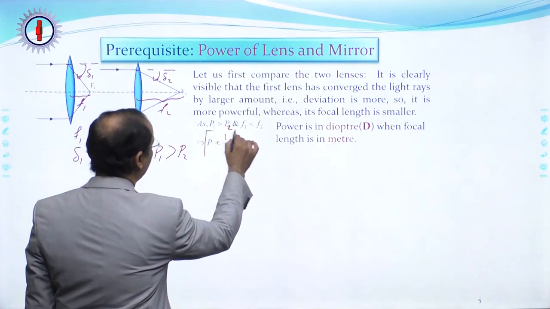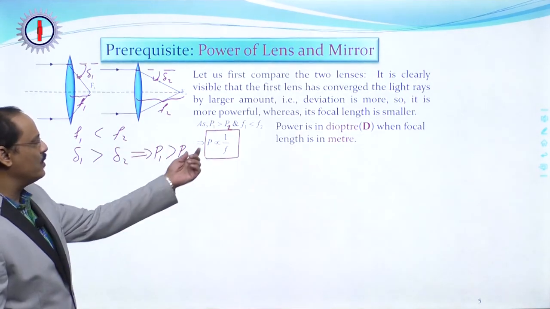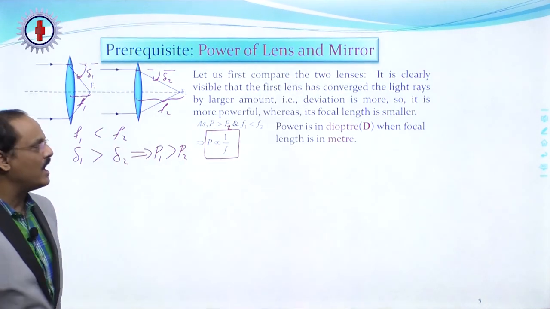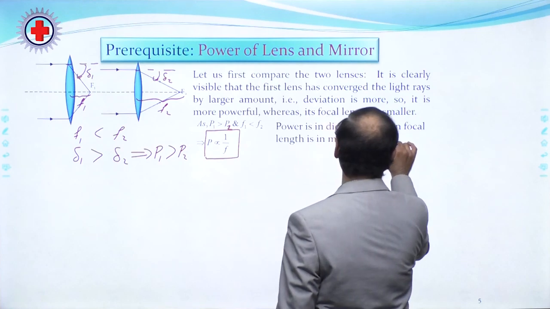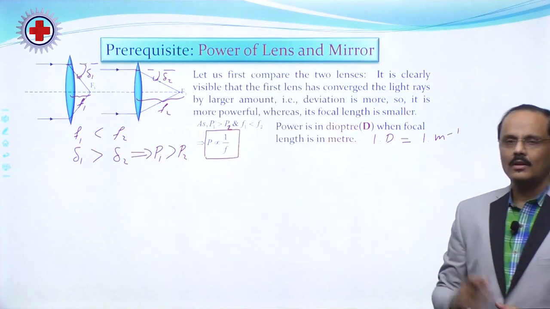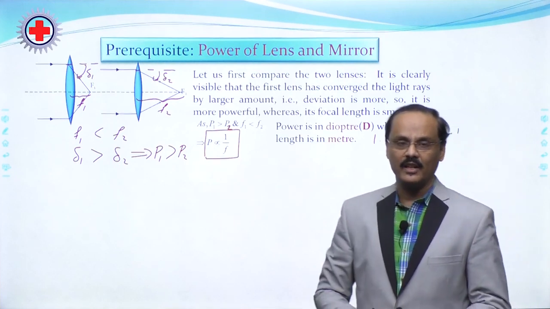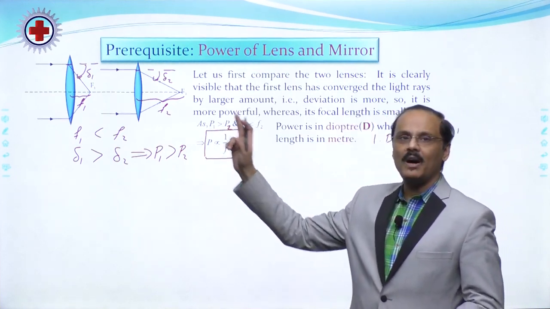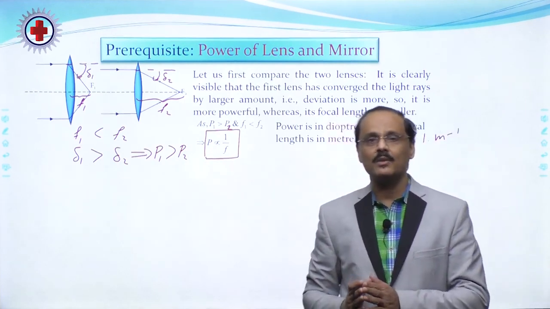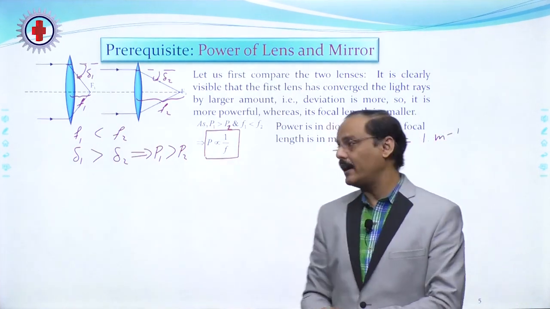So power and focal length are inversely related. The unit of power is diopter, whereas unit of focal length is meter. So, when we put focal length in meter, we get power in diopter, where we can write 1 diopter is equal to 1 meter inverse. This is how power of lens and mirror is related with their focal length. Here remember one more thing, that we consider power to be positive when the instrument is able to converge light rays, then power is taken positive. But if light diverges, then power is taken to be negative.